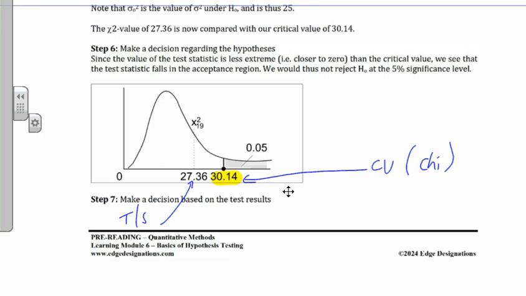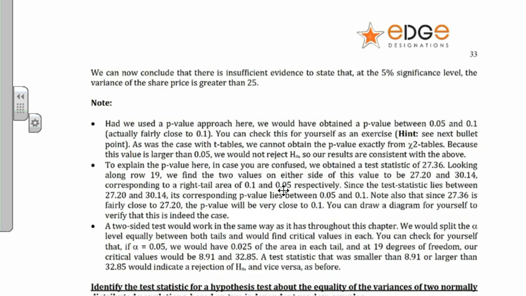Unfortunately, since the value of the test statistic is 27.36, it is not sitting in the rejection region; the test statistic falls into the acceptance region. We would love it to fall into the rejection region. We would not reject it at a 5% level. Let's make our conclusion. We can conclude that there is not enough evidence, at least at the 5% level of significance, that the variance of the share price is greater than 25.